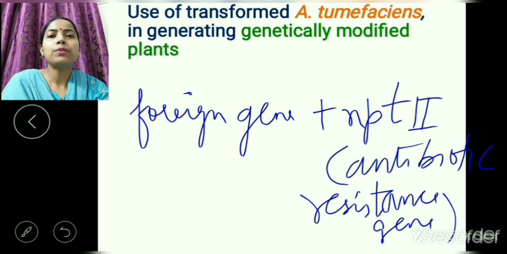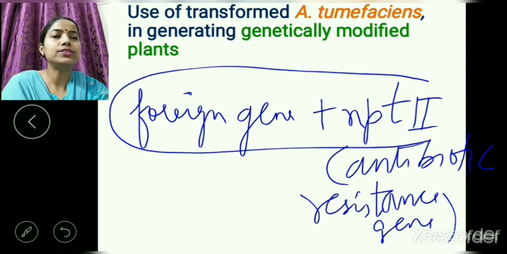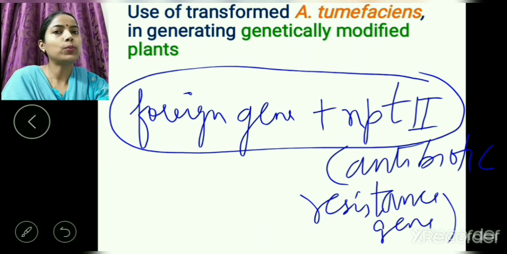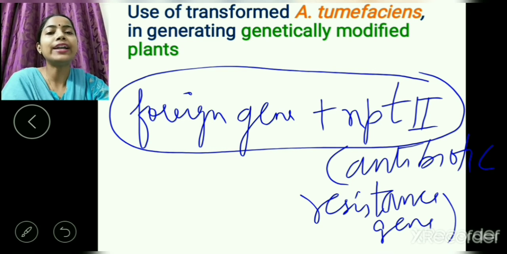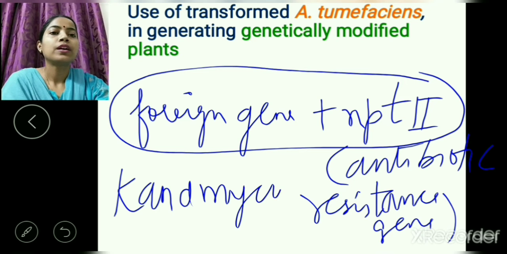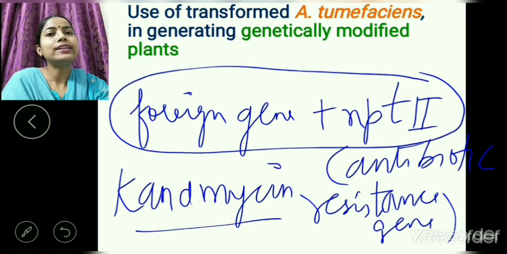Now the transformed cell will be carrying our foreign gene along with the selectable marker gene. Suppose we have taken the selectable marker gene along with our foreign gene, maybe it's NPT II. NPT II is a type of antibiotic resistance gene which gives resistance to the antibiotic kanamycin. So obviously from this you are able to know that the transformed cells will remain resistant to kanamycin if kanamycin is added into their growth medium, and the non-transformed ones will be killed by this kanamycin.